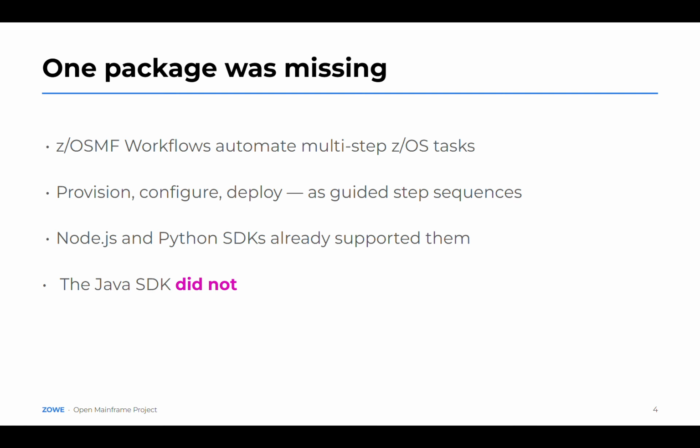Here's the gap I was brought in to close. z/OSMF has a concept called workflows, a defined sequence of steps that automates a multi-step task on z/OS: provisioning something, configuring a subsystem, running a deployment. Instead of a runbook a human follows, it's a machine-readable definition the system can execute and track. Zowe's Node.js and Python SDKs already supported workflows. The Java SDK had nothing. So if you were a Java shop, that entire capability was simply out of reach through the SDK. My mentorship was the workflow package, designing it, building it, and making it look like it had always been there.